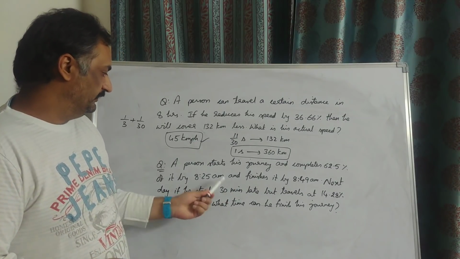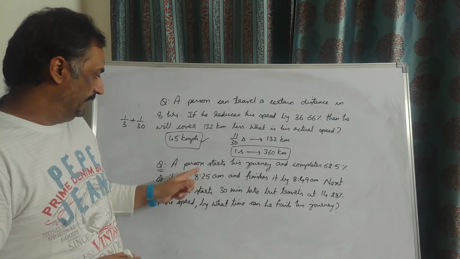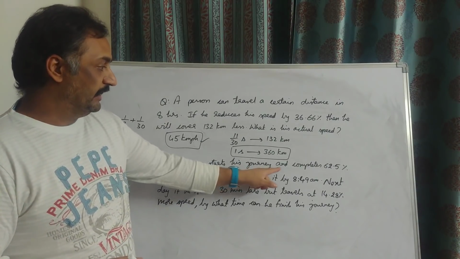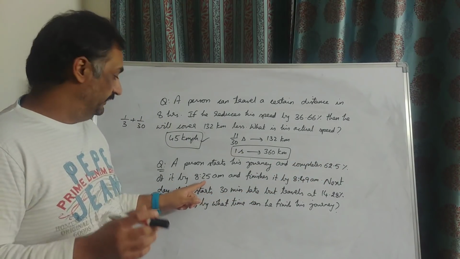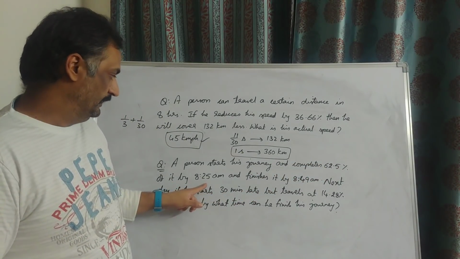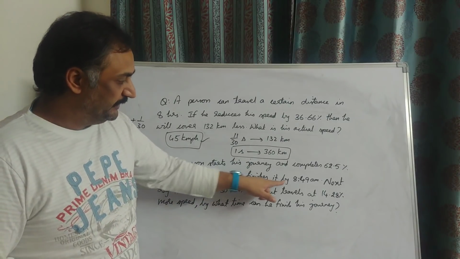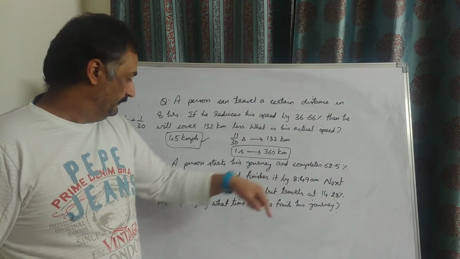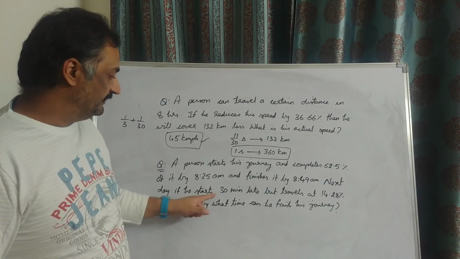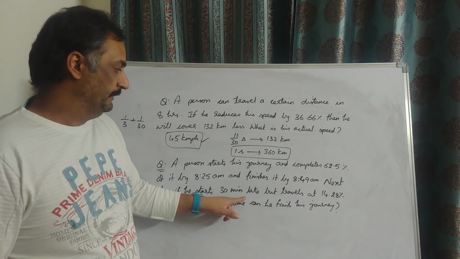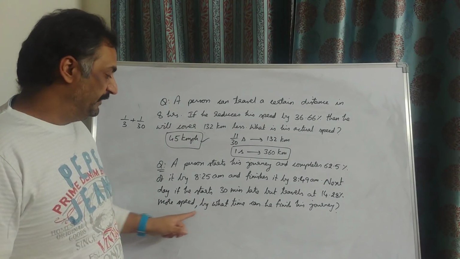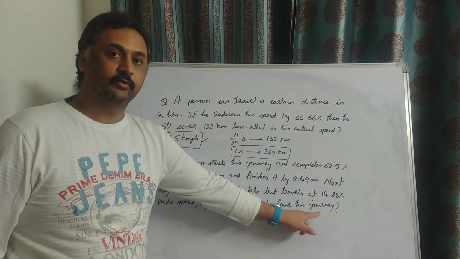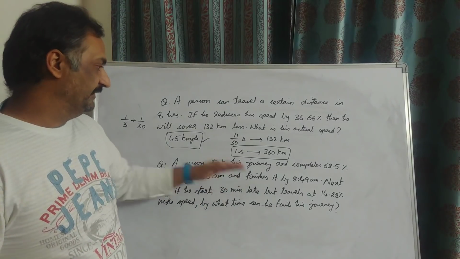Now let's see what this question is given. A person starts his journey and completes 62.5% of the journey by 8:25 a.m. and finishes the total journey by 8:49 a.m. Next day, if he starts 30 minutes late but travels at 14.28% more speed, by what time can he finish his total journey? First, let us understand the first sentence.